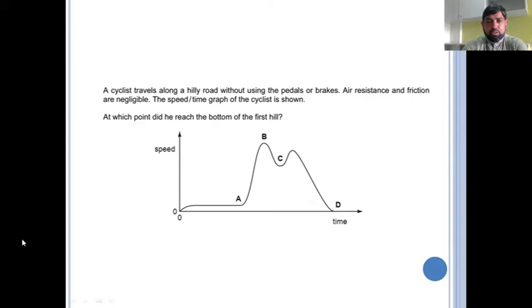So what happens for the first time is at B, you can see from A to B speed is increasing a lot, so that will be the bottom of the first hill. At B, you will be at the bottom of the hill with maximum speed.